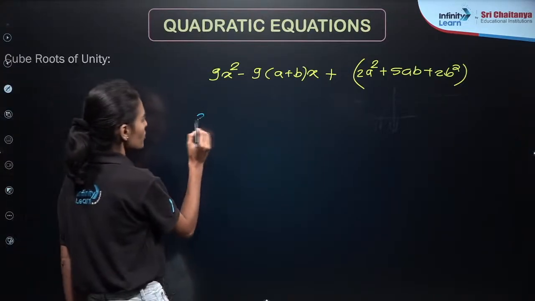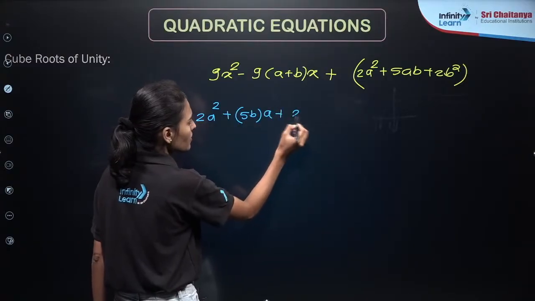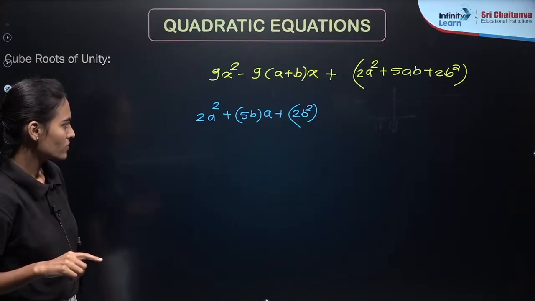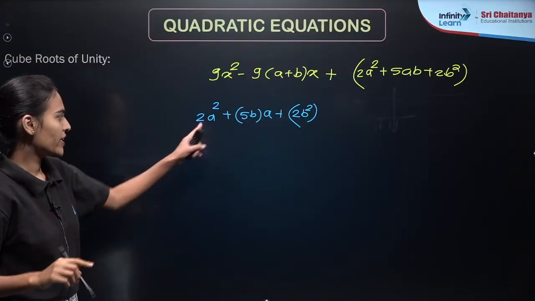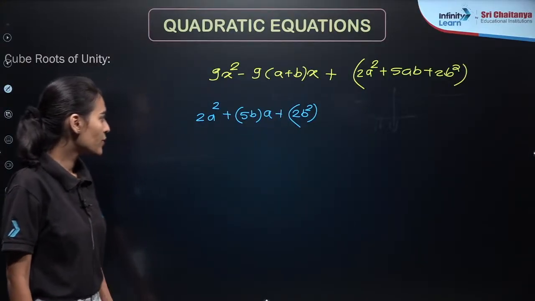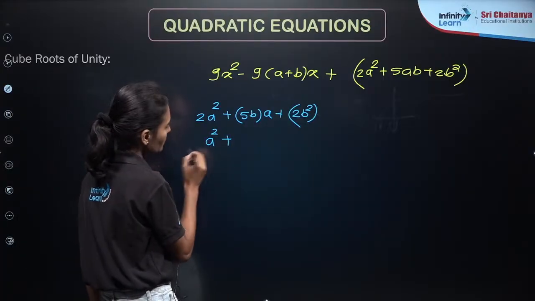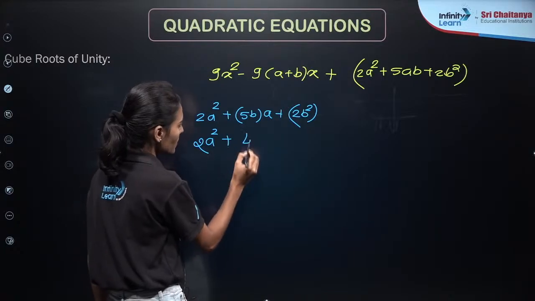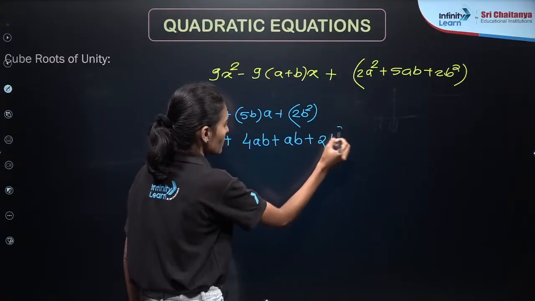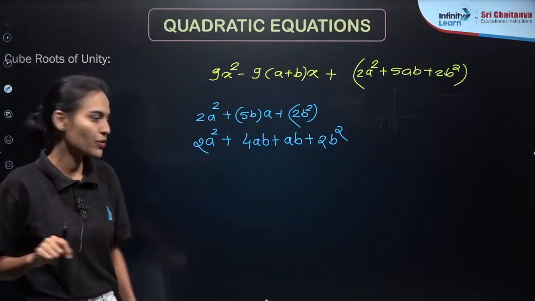This is 2a square plus 5b into a plus 2b square. So see, this is quadratic in a square, quadratic in a. So you want your multiplication to be 4b square, addition to be 5b. So you can write this as a square plus 2a square plus 4ab plus ab plus 2b square. Because see, 4b plus b will be 5b, their multiplication is 4b square.